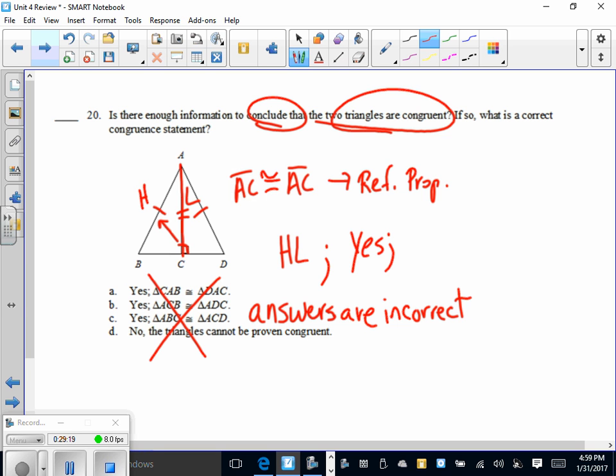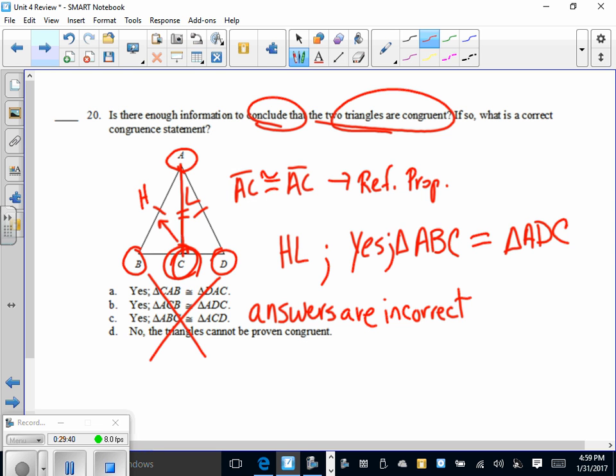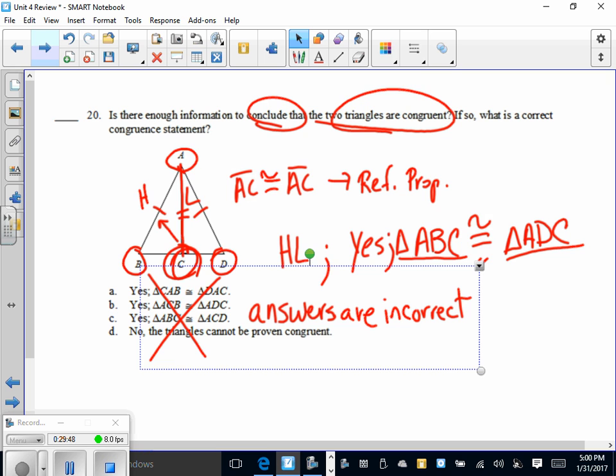We match up letters. A matches up with A. Let me move the second one over some. And so A matches up with A, B matches up with D, and C matches up with itself. Okay, so it's triangle ABC is congruent to triangle ABC, which is not any of the answer choices they give.